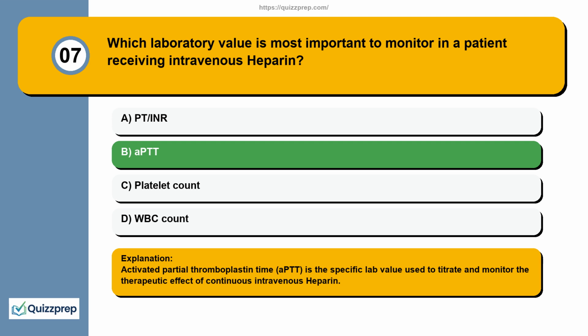Explanation. Activated partial thromboplastin time, APTT, is the specific lab value used to titrate and monitor the therapeutic effect of continuous intravenous heparin.